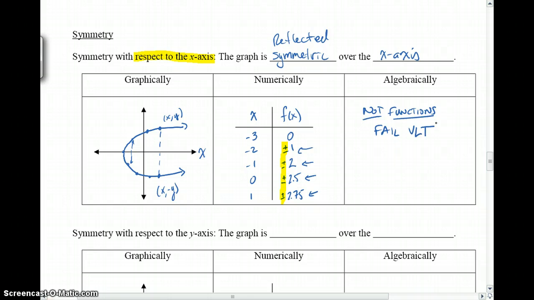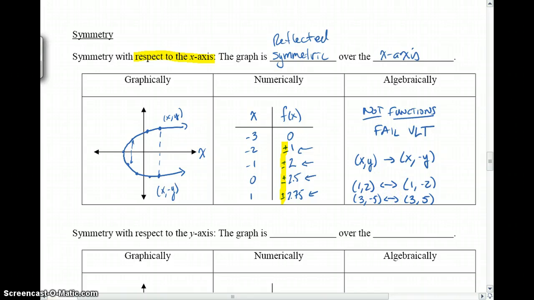VLT. But what we can say about it, and I said this already, is that if (x, y) is on the graph, we know that (x, negative y) is on the graph. For example, if I know (1, 2) is on the graph, then I know that (1, negative 2) is on the graph. Or if I know that, say, (3, negative 5) is on the graph, then I know that (3, 5) is also on the graph. So it goes both ways.